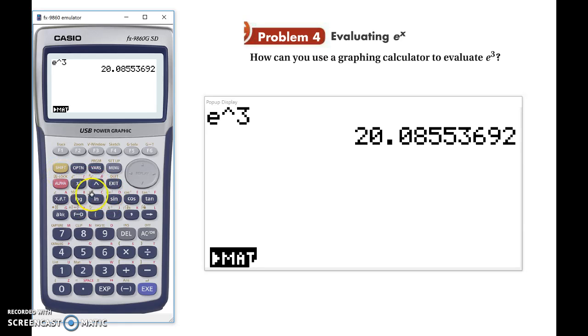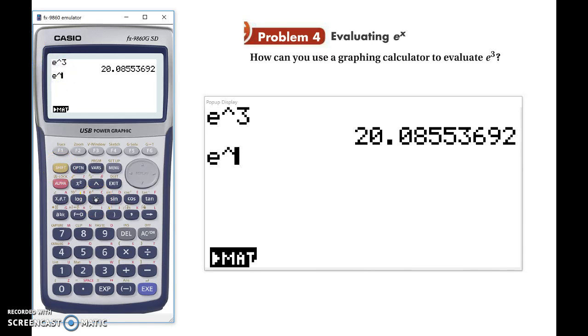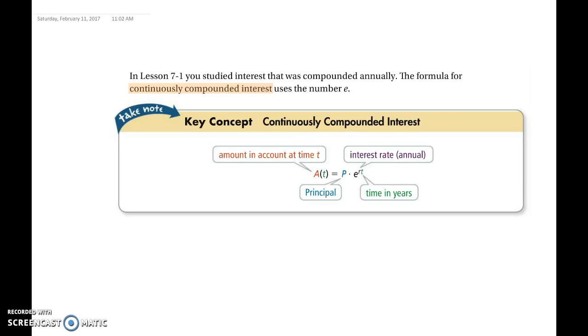Since it's written in orange, we need to know that we need to press shift, so that way we're using all of our orange buttons. We press ln, it then raises it to the power, and then whatever we want, type it in, press enter. That's it for using it for a calculator, and then there's a few more things that we're going to do. So for this one, it's going to be solving a problem where we're going to be compounding something continuously.